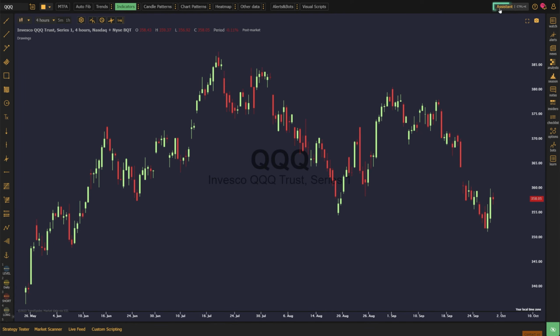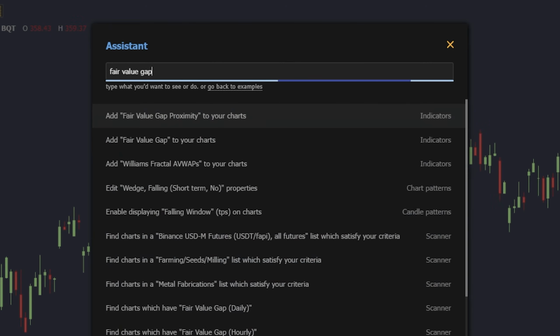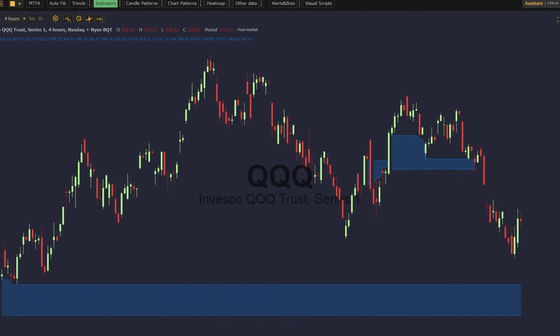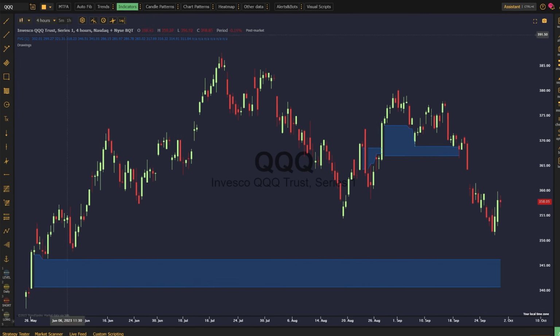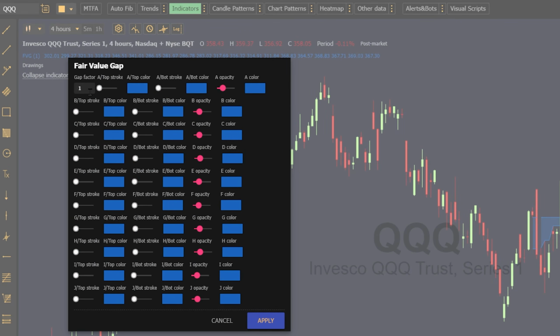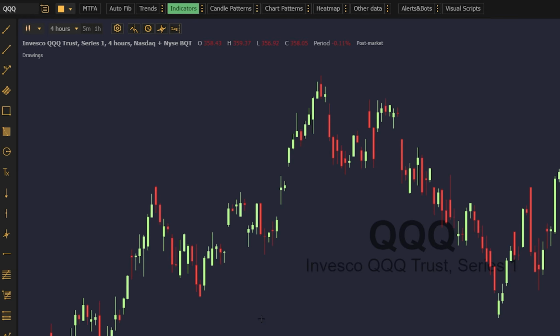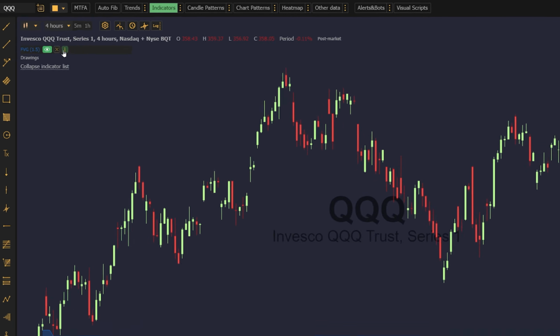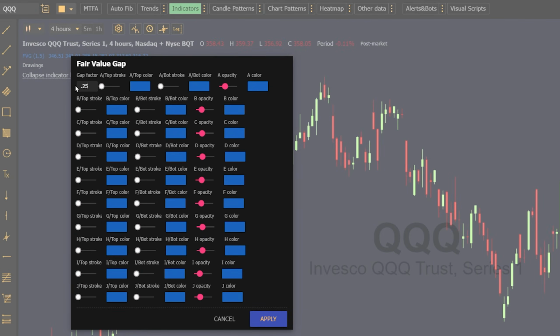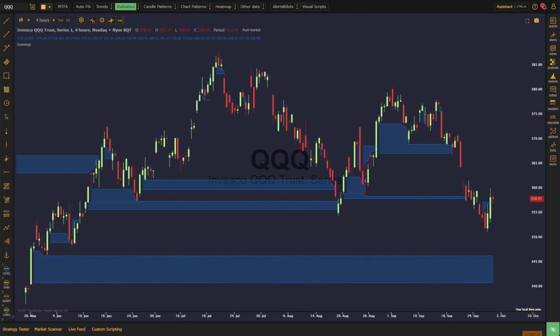Utilizing TrendSpider's fair value gap indicator, traders can easily identify these important areas on the chart with just a quick prompt in the assistant. To fine-tune the indicator to your particular requirements, try adjusting the gap factor setting. The gap factor represents the size of the fair value gap, so a higher value will result in fewer fair value gaps being drawn, whereas a lower value will result in more of them.